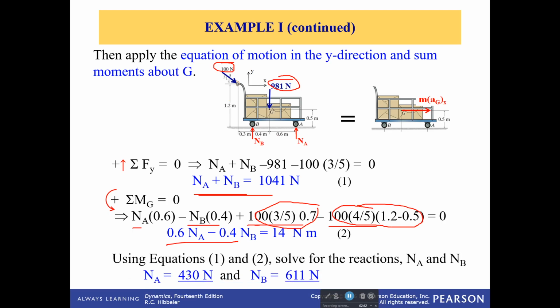And you get the normal force at A is 430 newtons, and the normal force at B is 611 newtons. Once again, I probably would have taken the moments around point B, just because it would probably make things easier to calculate. Maybe not, but that's how it felt to me.